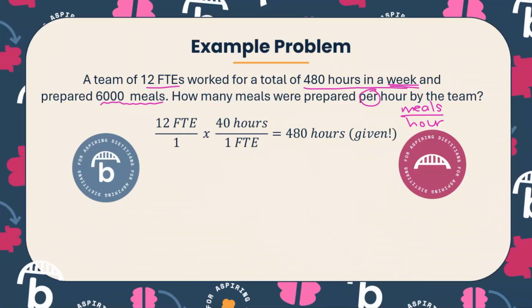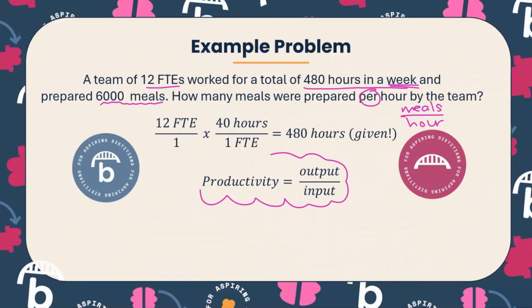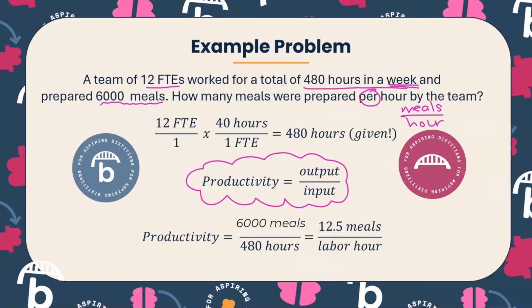Now, the question asks for meals per hour, which is a productivity equation. So we'll apply the productivity formula, output divided by input. And remember, the output is what we get out, and the input is what we put in. So in this case, the output is the number of meals, 6,000 meals, and the input is our time, 480 hours. And we'll get out 12.5 meals per labor hour, or 12.5 meals per hour. That means for every hour of labor across the team, 12.5 meals were prepared. It's a helpful metric in food service because it'll tell you how efficient your team is.